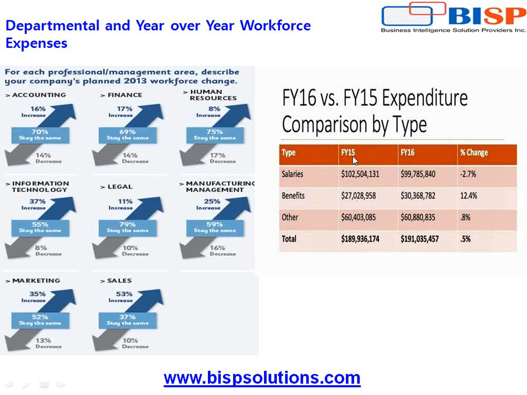So this is why I have 550 and 16, and my salary expenses reduced by minus 2.7%, and my benefits have grown by 12.4%. This is my current statistics.